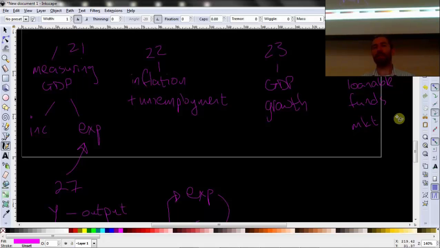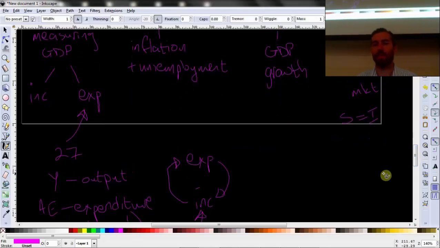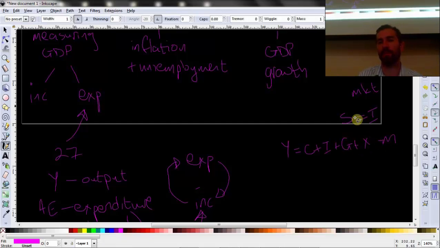And the loanable funds market was another way of saying that savings always equals investment, okay? Which is another way of saying that if we look at output as measured by the expenditure approach, C plus I plus G plus X minus M, and we look at output as measured in terms of the income approach, which is output must equal C plus T plus S.